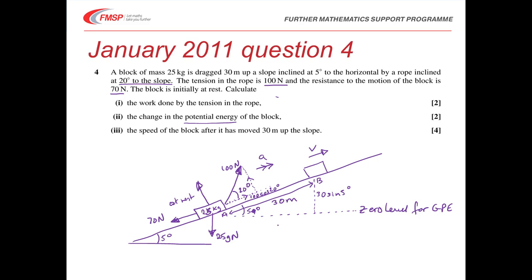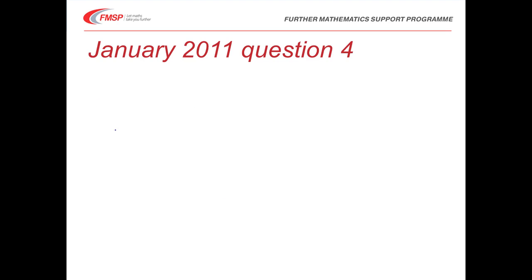Okay, with all that in mind, let's look at the question. First of all, the work done by the tension in the rope. Well, work done is force times distance, but bear in mind that the magnitude of the force wasn't all acting in the same direction as the displacement. So the work done is force times distance, but in this particular case the component of the force up the plane was 100 cos 20, and the distance was 30 meters.